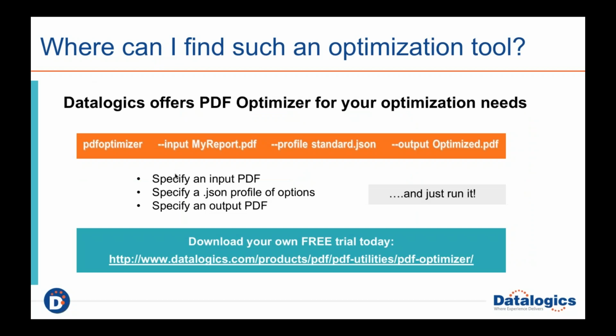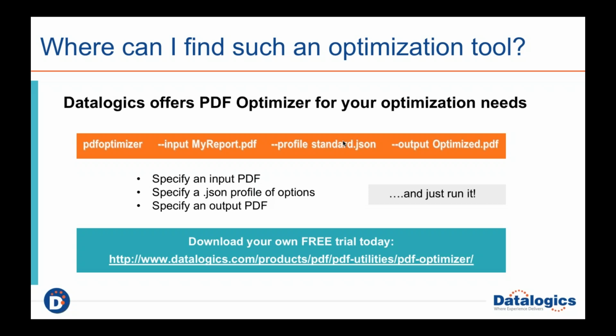Where can you find a tool to help you with this optimization? Well, luckily, Datalogics offers the PDF Optimizer for such optimization needs. So if you look at the orange box here, here's a simple example of how you would be calling the tool, the PDF Optimizer executable. Here, we're specifying as an option, we'll call it myreport.pdf. That's your input document. And then here, we're specifying a profile. This is where you can specify your optimization settings that you can customize to your needs.